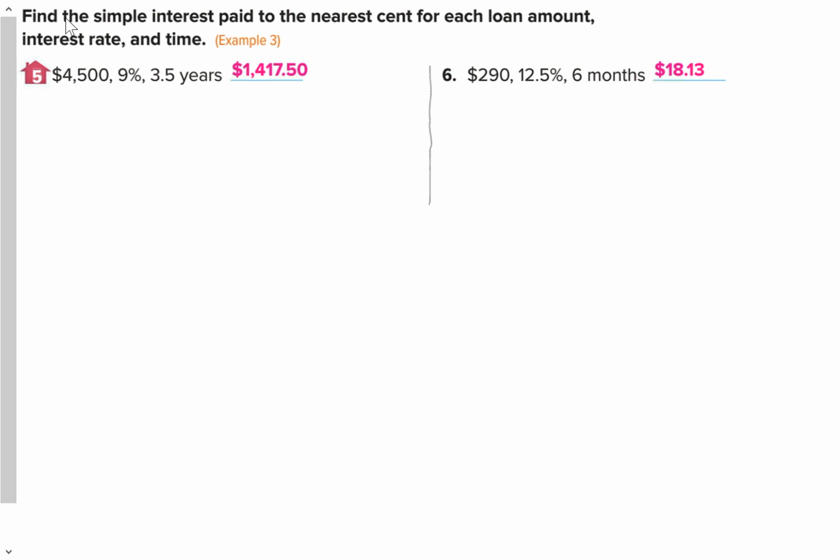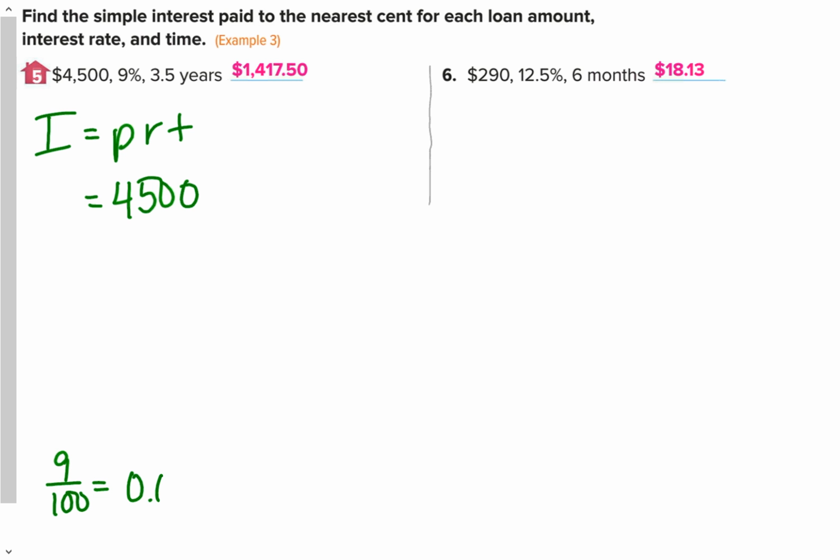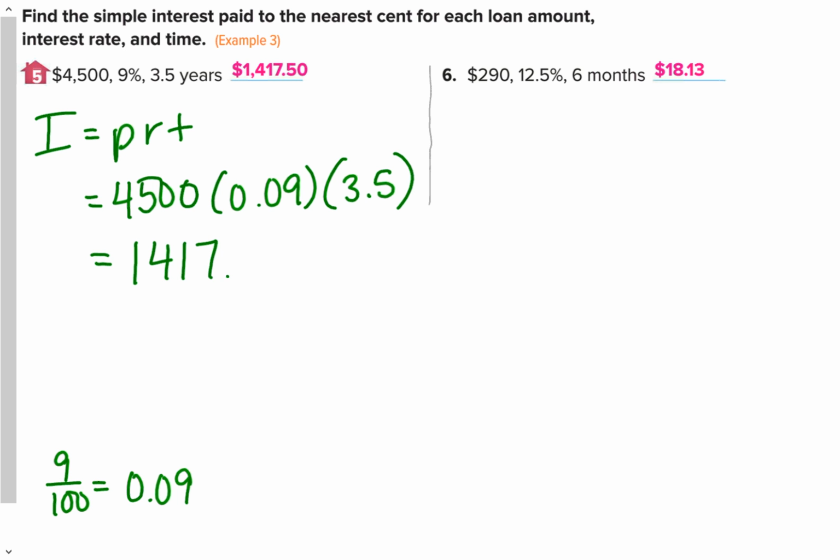Example number 5, find the simple interest paid to the nearest cent for each loan amount, interest rate, and time. Okay, so same thing here. I equals P times R times T. So 4,500. 9 over 100 is 0.09. That's your percentage. We're going to multiply that times 3.5. That's going to equal my $1,417.50.